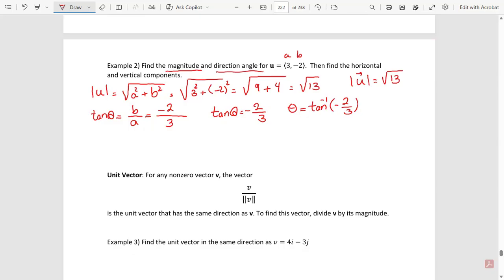-2/3, we will get -33.69. If I want to show you, -33.69 is this. That's -33.69. That means this is my vector.